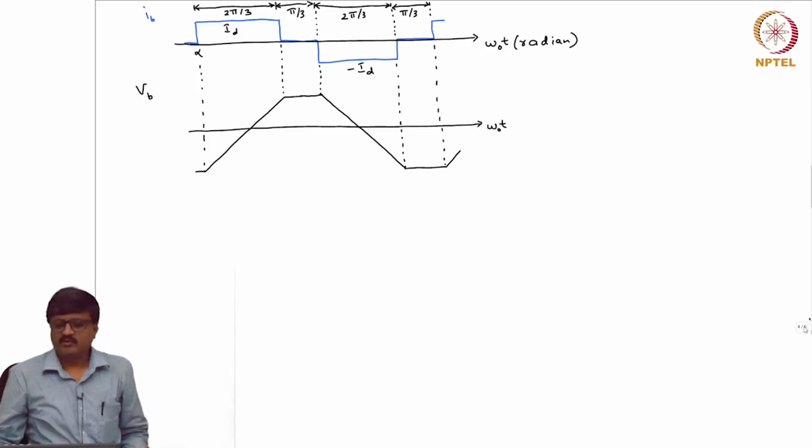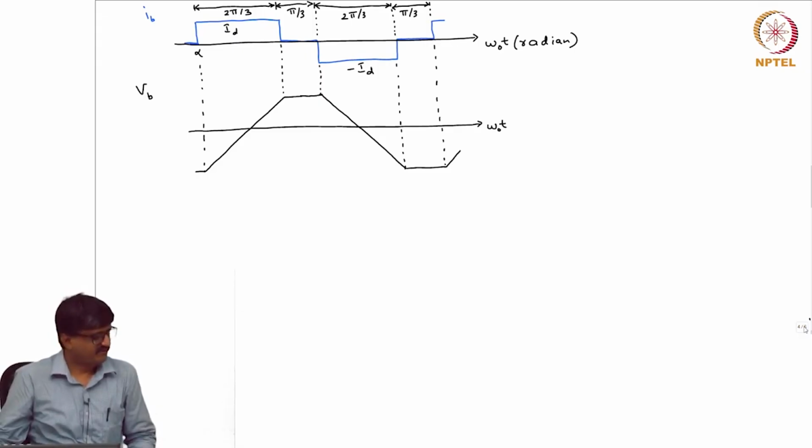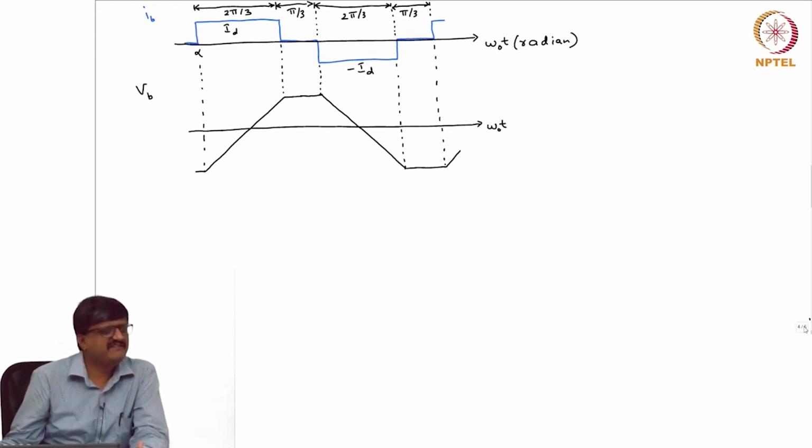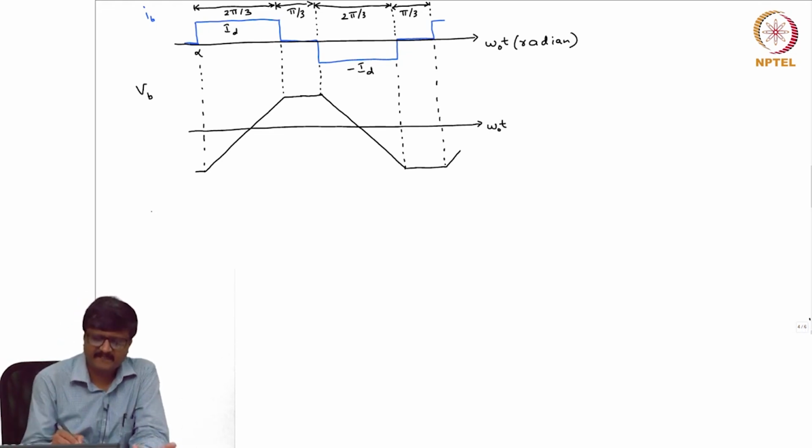Okay. Now the question is, can we get VA, VC? What is VA? Can I get the VA, VC waveforms in terms of VB?